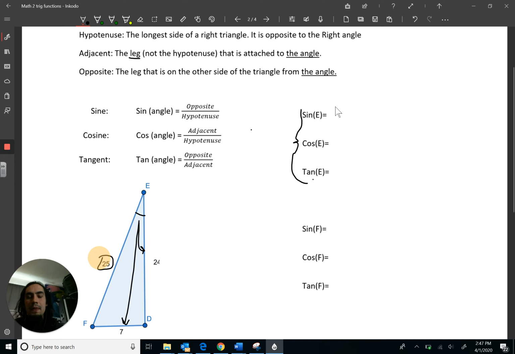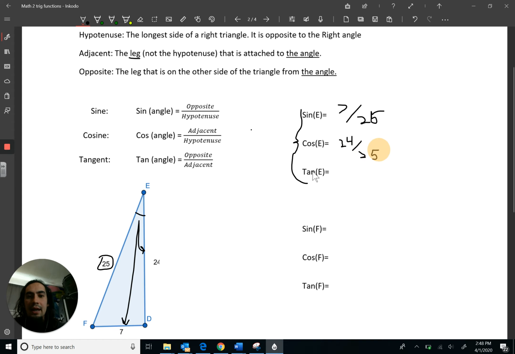All right, so let's fill this in. Sine of E. Sine E is opposite over hypotenuse. So that's going to be 7 over 25. Cosine is adjacent over hypotenuse. So we go to the adjacent, 24, over the hypotenuse, which is 25. So 24 over 25 is our answer there.